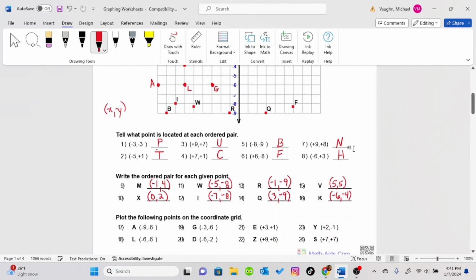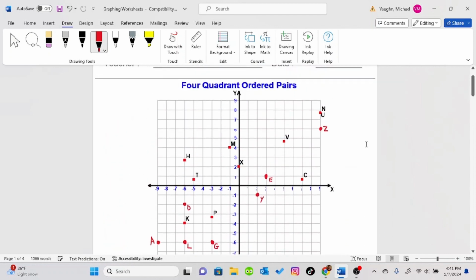And finally, number 24, S is at 7, 7. X equals 7, Y equals 7, and this is point S.